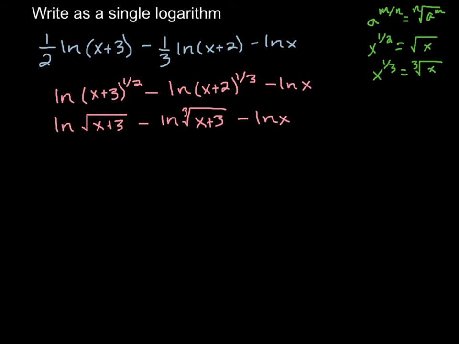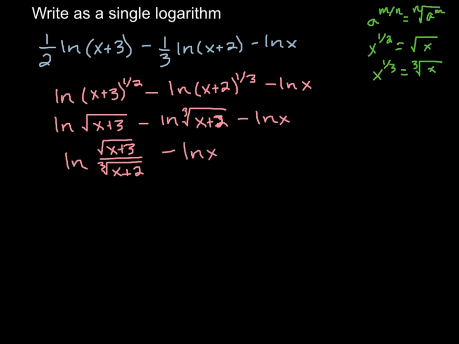Alright, now we want to combine all these subtractions. Subtraction means we're going to be dividing. So we're going to have natural log of x plus 3 over the cube root of x plus 2. Oops, I think I might have messed up something here. That's supposed to be a 2. Okay, and we have natural log of x on the bottom.